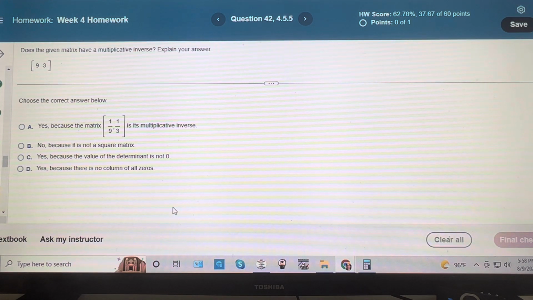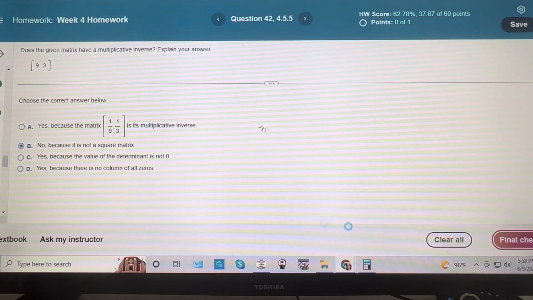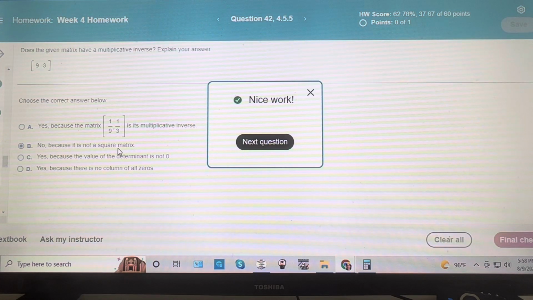In order to have an inverse, a matrix has to be a square matrix. So if you have a 1 by 2 or a 2 by 1 or a 4 by 3 or anything that's not a square matrix, it's not possible to have an inverse. So this is really the reason. If the original is not a square matrix, then you don't even need to worry about it. There is no inverse.